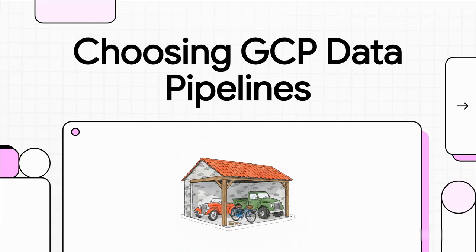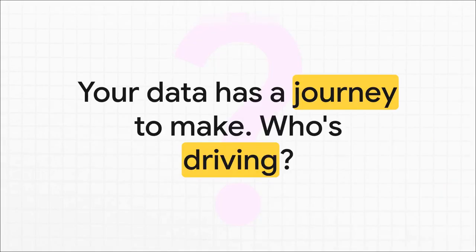All right, if you're wrangling data in Google Cloud, you know the real game isn't just about stashing it somewhere. Nope, it's about getting that raw data from A to B and turning it into something valuable along the way. That's the pipeline. And picking the right tools for that pipeline, well, that can literally make or break your whole project. So today, we're going to break down the main options in GCP so you can pick the right one every single time.